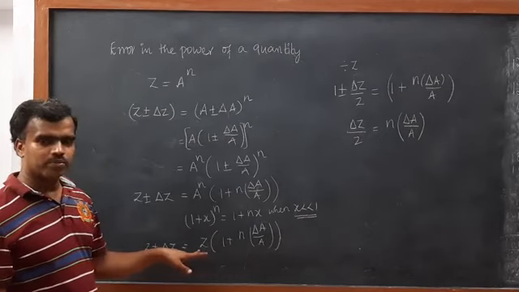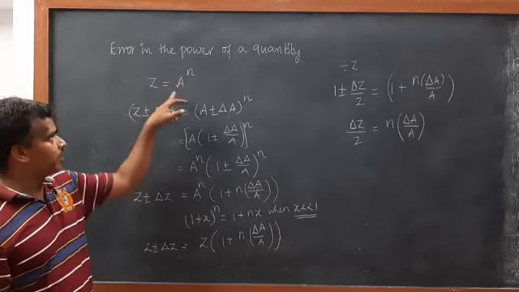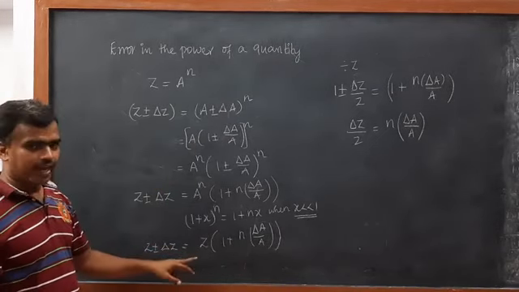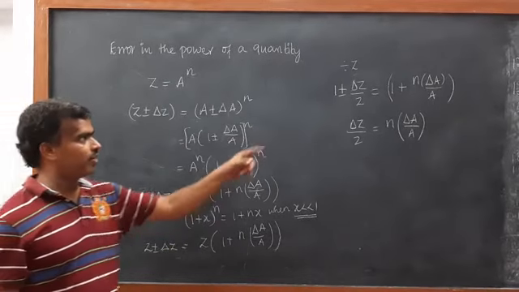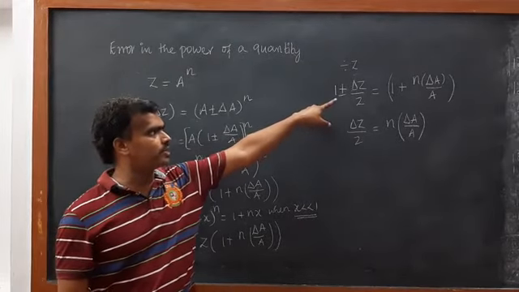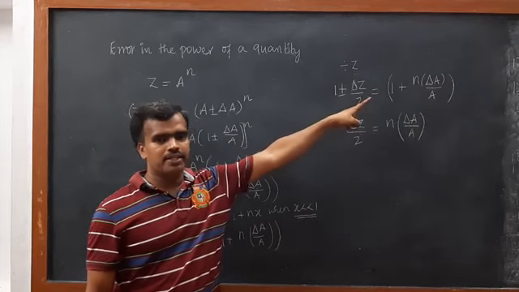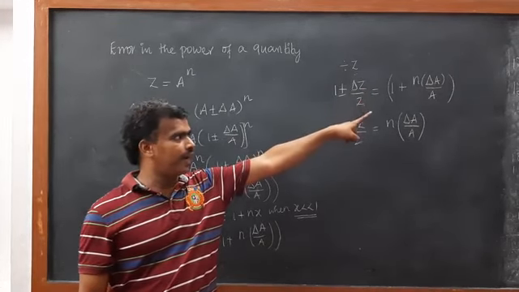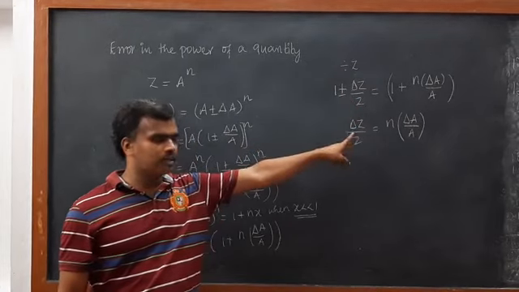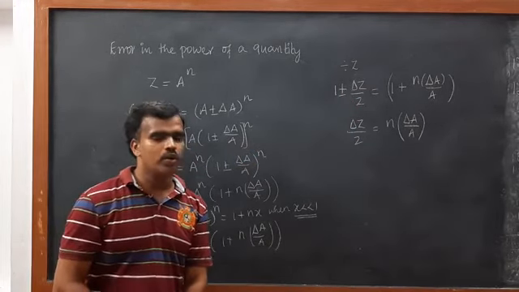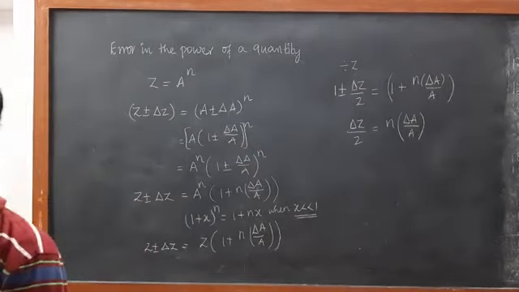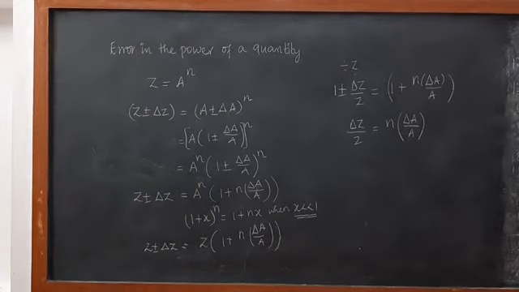So how does it become Z? A power n, right? What is A power n? Z. So we can cancel Z on both sides, so divide by Z on both sides. So 1 plus or minus delta Z by Z is equal to 1 plus n into delta A by A. So we can cancel 1 on both sides. Therefore delta Z by Z is equal to n into delta A by A. So what is delta A by A? It is called relative error. That is n times the relative error, right?